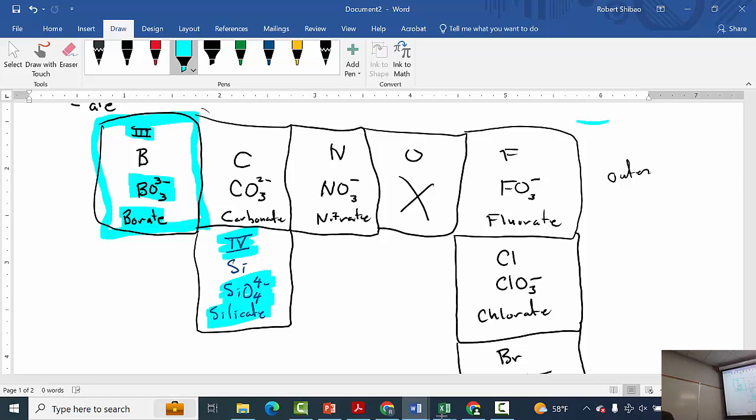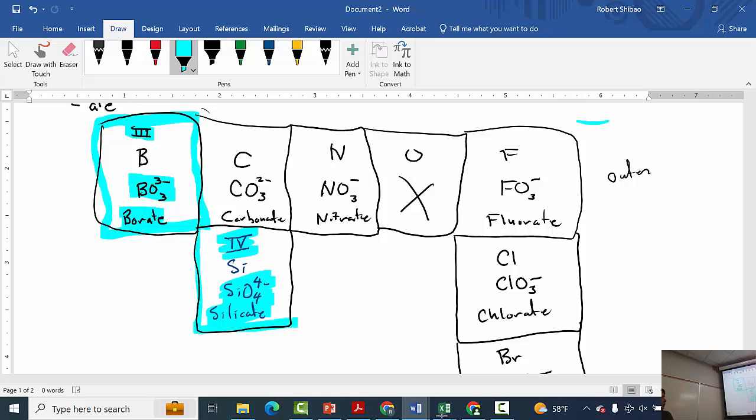And it's not that hard to memorize because you shouldn't get the number of oxygens wrong, and you shouldn't get the charge wrong. Why? Because it's a 4-4-4. Do you see 4-4-4? Group 4, 4 oxygens, -4 charge. Borate is a 3-3-3. And so these are not particularly difficult to memorize.